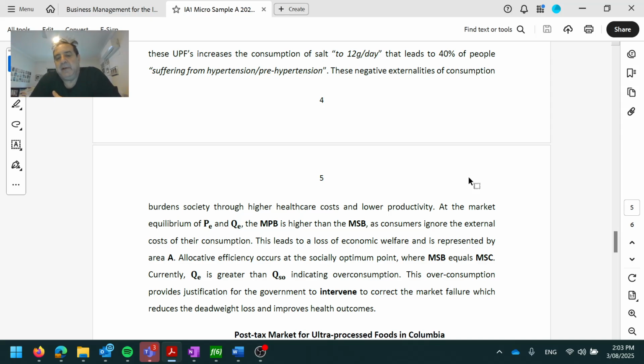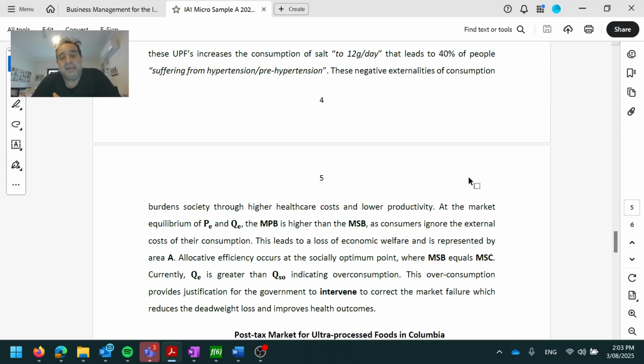Because the market equilibrium, whether it's a negative or positive externality, or whether it comes in consumption or production, people might be aware it does create an externality, but generally speaking, as part of the market transaction, they ignore it. Okay. Then you can go on.